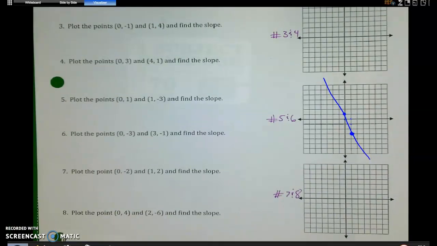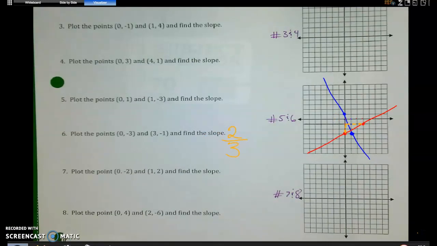Number 6, plotting your points. 0, negative 3. So we have 0, then negative 3. 1, 2, 3. And then 3. 1, 2, 3. Negative 1. Okay, so there gives you your lines. Okay, so looking at number 6, let's find the slope. Okay, rise over run. So we're going to rise, 1, 2, run, 1, 2, 3, 2/3, and 2/3 does not reduce, so the slope is 2/3.